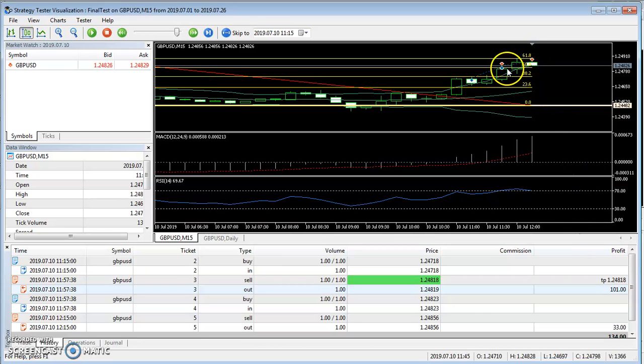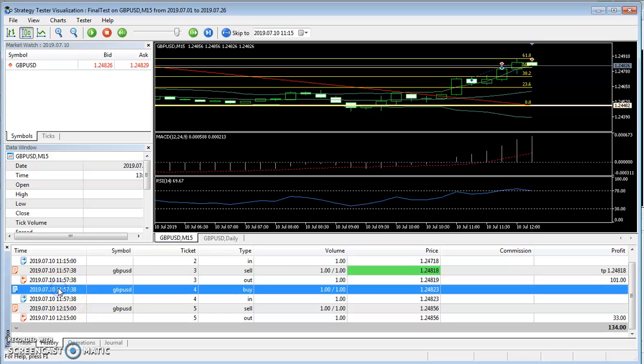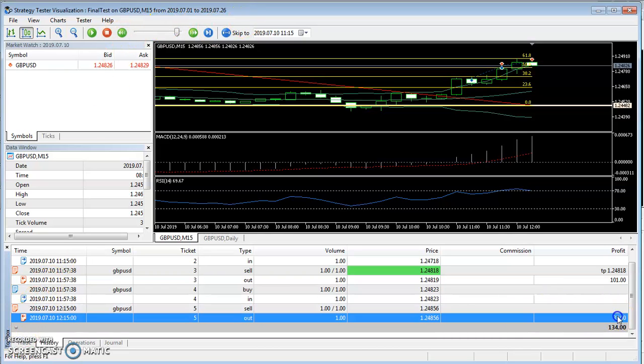So we can see here, we should see a 30-minute time. So it opened at 11:57 and it closed around 12:15. So it's a good time. And we can see here that we took a $33 profit.